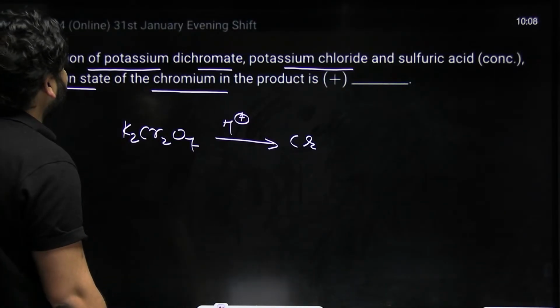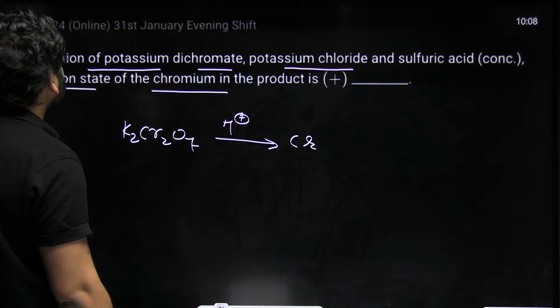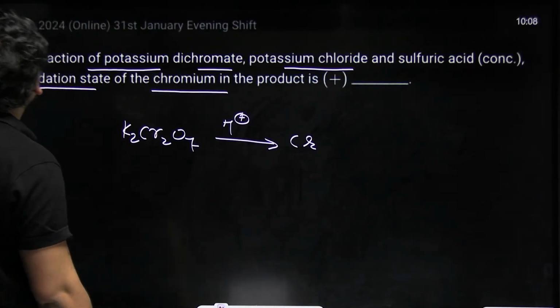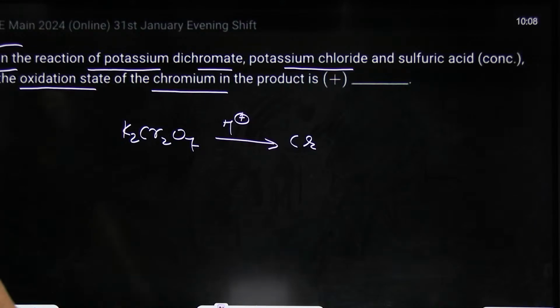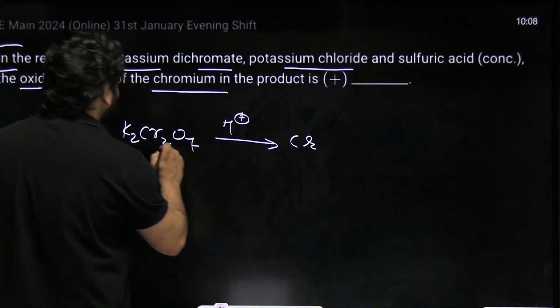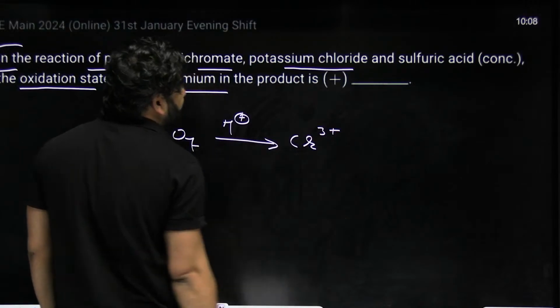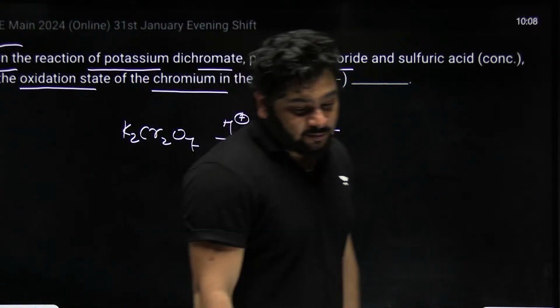What we are going to find is the reaction of potassium dichromate with potassium chloride and sulfuric acid. The oxidation state of chromium in the product is what? So guys, K2Cr2O7 goes to Cr3+, right? Isn't it? Now any submission of the answer, everybody?